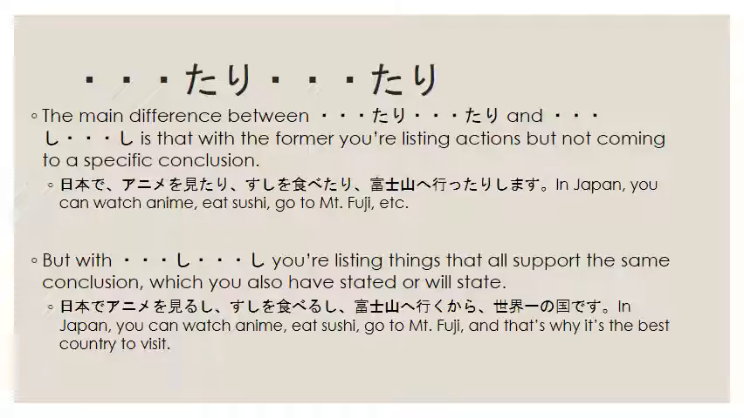But with し, I'm listing all these things because I am trying to prove my point. So it's a useful thing when you're trying to be persuasive. For example, 日本でアニメを見るし、寿司を食べるし、富士山へ行くから世界一の国です。In Japan, you can watch anime, eat sushi, go to Mount Fuji, and that's why it's the best country to visit. So all of these things that I was listing were reasons to back up my claim that Japan is the best country.